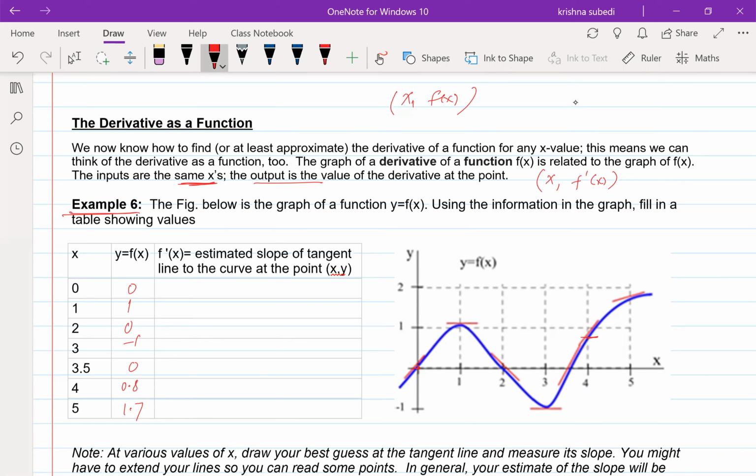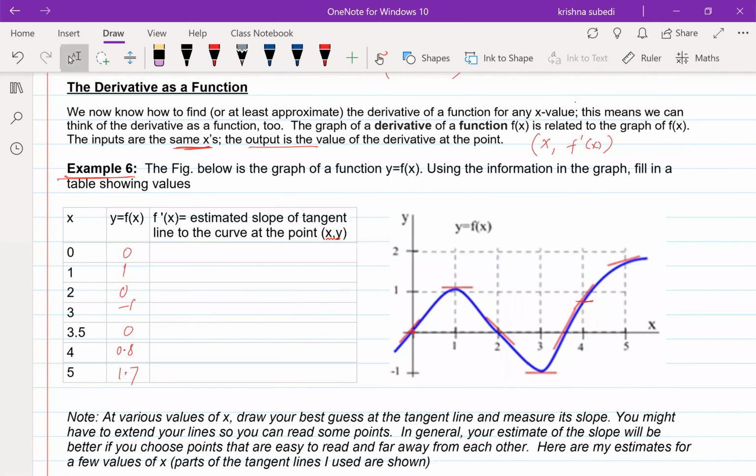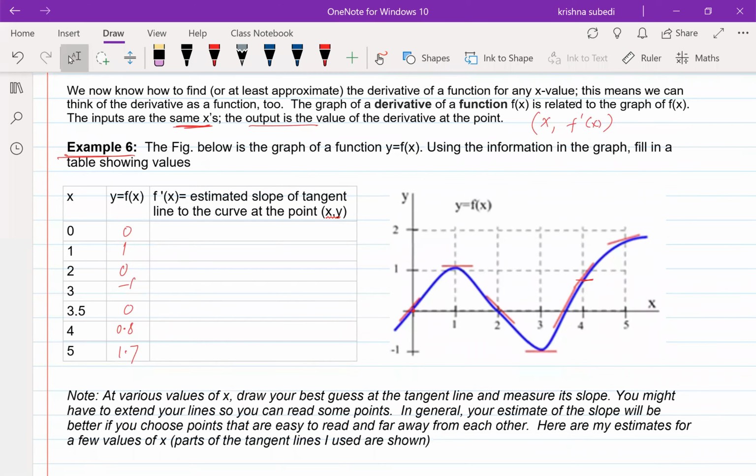Now let us estimate the slope of the tangent line at each of these points. Okay, so in this case, in order to draw the graph of a derivative function, we're going to draw the graph of a derivative function.